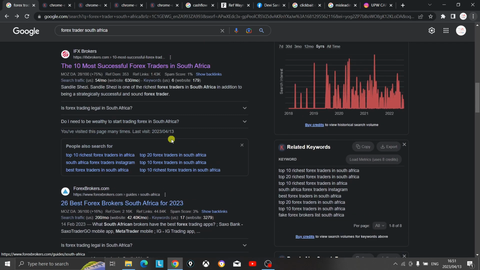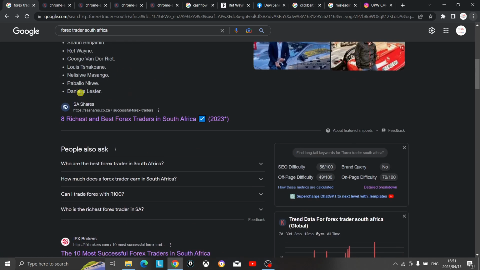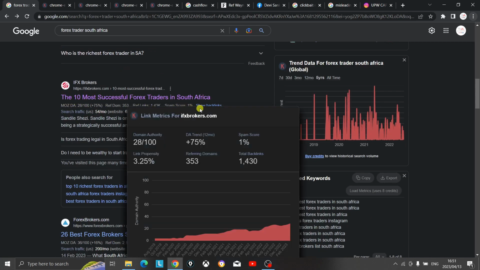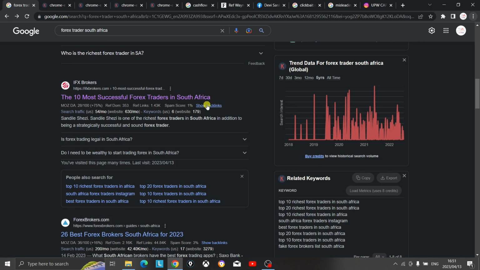Now, look at the magic here, right? IFX Brokers is the first one here, or rather the second one. They discuss the 10 most successful Forex traders in South Africa. Now you got to ask yourself, why are they writing this? Now this will attract us to their website, and on their website there can be a potential sale. Let's see.